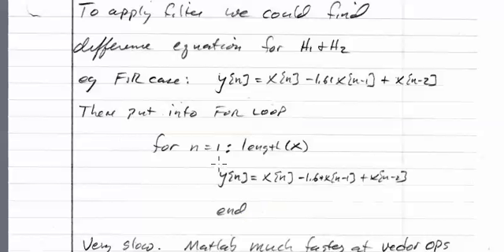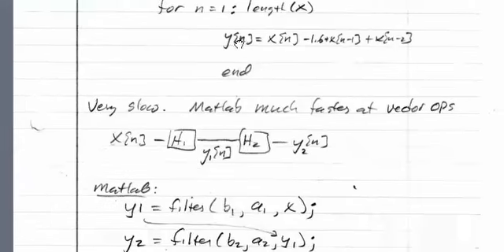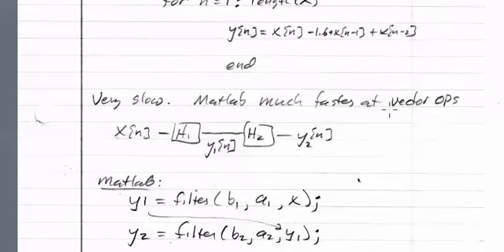Okay, a few last minute notes. If you're going to apply this filter to actual data, we could write out the difference equation. For example, for our FIR case, H1, the first notch, has a real simple difference equation. We could put that into a for loop in MATLAB and actually go through and calculate these samples one by one. But MATLAB is much better at doing vector operations.